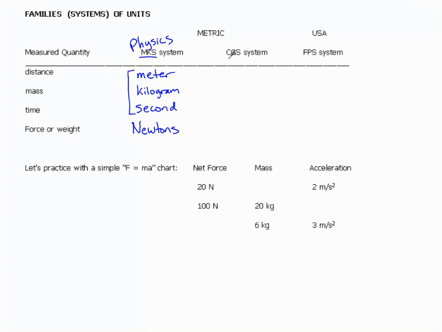Then there's the CGS system, and this is usually more chemistry related. The centimeter, the gram, second, CGS. In the CGS system, we have a different unit for force or weight. And this unit in the CGS system is known as the dyne.